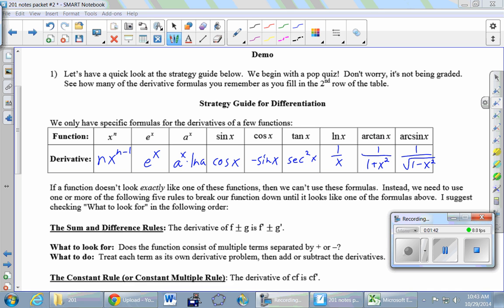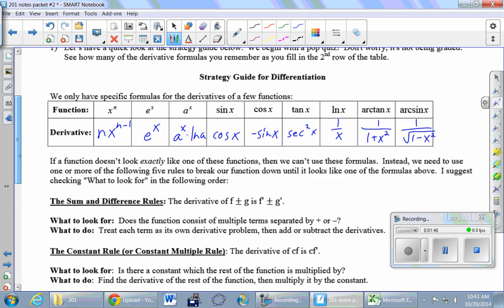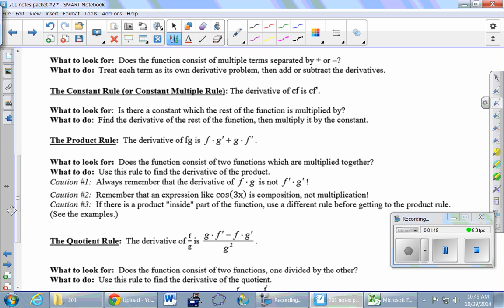Okay, so I said we would very quickly look at this strategy guide, so I'm just going to jump to this third thing here, the product rule. For example, it says what the product rule is. The derivative of f times g is that stuff symbolically. And then it tells you what to look for. Does the function that you're trying to take a derivative of consist of two functions which are multiplied together? If so, you are in product rule. And what to do, you use the rule to find the derivative of the product.